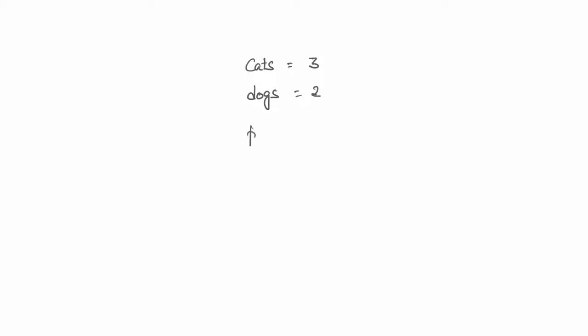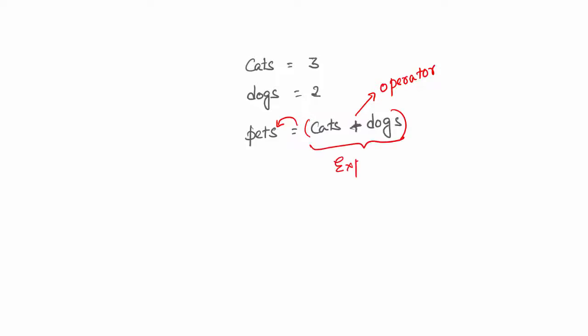So total number of pets equals cats plus dogs. This plus is an example of an operator. And when you put cats and dogs together and assign it to the variable pets, this is called an expression. So an expression is basically a combination of variables, operators, and in some cases functions as well.